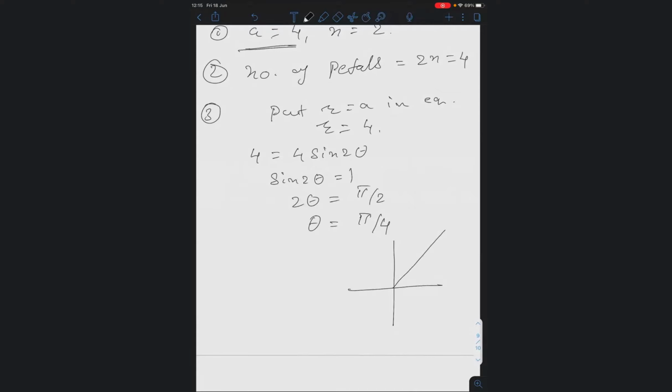So at pi by 4, I'm going to have my first petal. Pi by 4 means this. At this angle, I'm going to have my first petal. Understood?